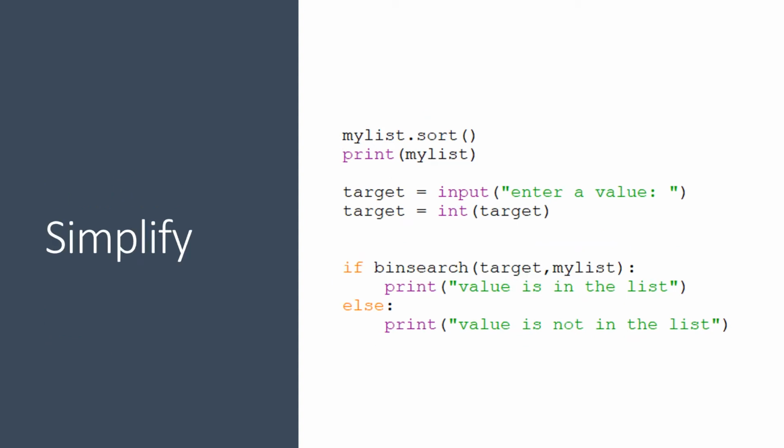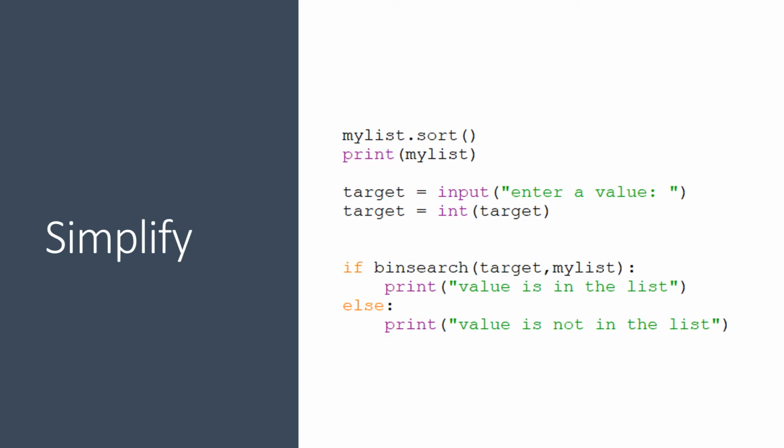One way to simplify the code is to use the function as an expression in the header of the if statement. So bin search is a function that returns true or false, so we can use it as a Boolean expression in the header of the if statement. So if bin search returns true, we'll print the value is in the list, otherwise we'll print the value is not in the list. So we've somewhat simplified the code.